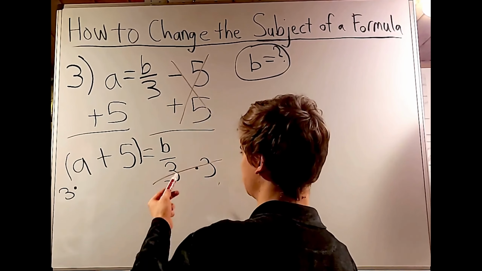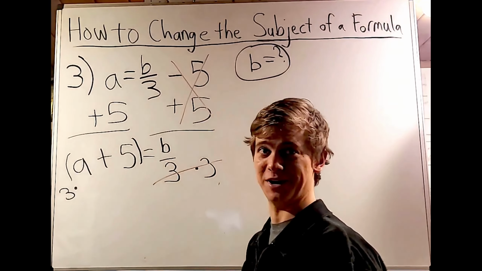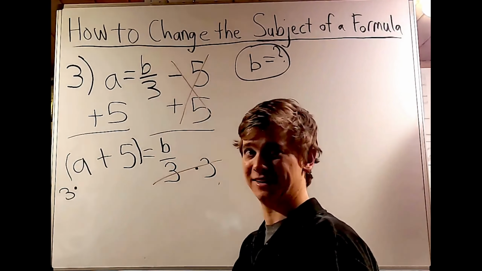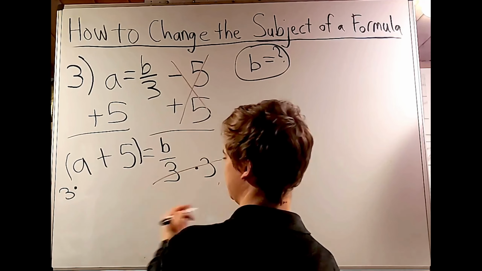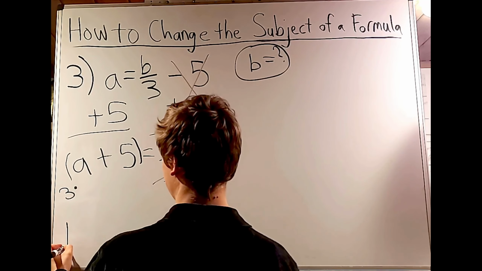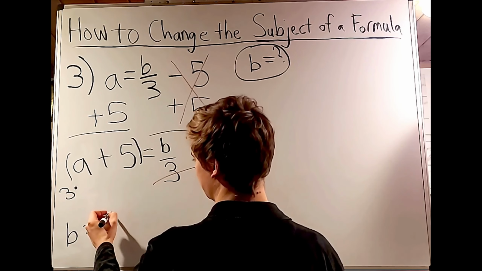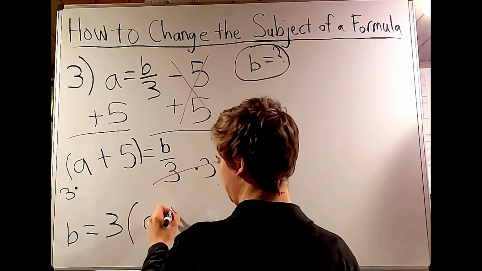I see the red smearing with the black, so I'm going to stop using the red. I'm just going to cancel out with black. Probably won't even matter to you. Now I'm going to rewrite this with the 3 canceled out and b starting on the left side. So now we have b equals 3 times a plus 5.